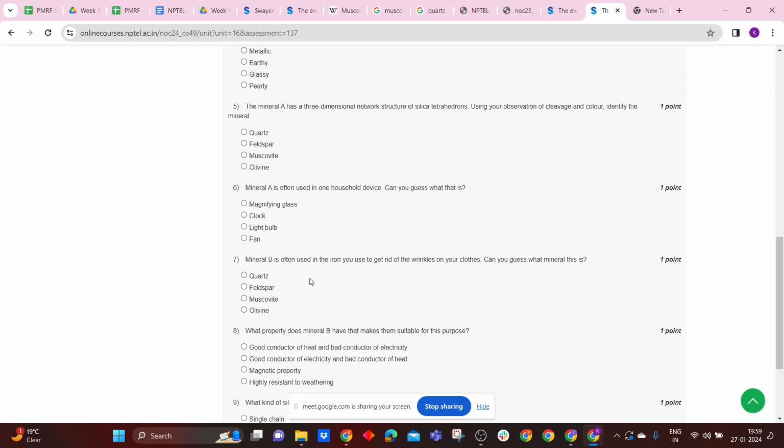Because of that readily available free electron, it can conduct electricity. Okay, and one more thing is this is also due to the close packing of the diamond. We generally see diamond as an HCP structure.